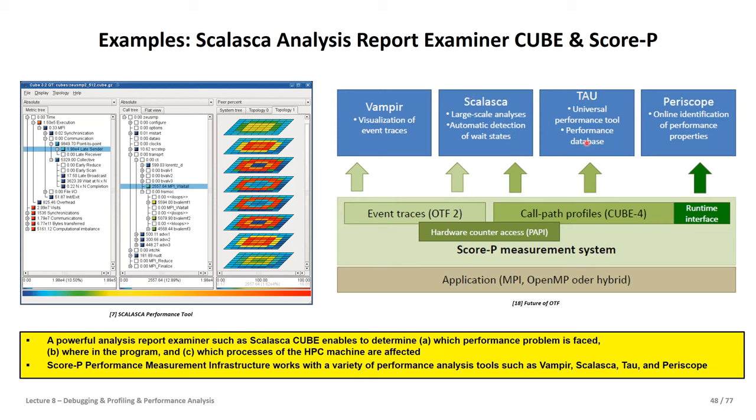And TAU is another known tool for a performance database and really strong also as a universal performance optimization tool. And Periscope then enables online identification of some of these performance properties, which is more or less fueled by a so-called runtime interface. So all of them have a little bit different idea of how you actually use this, especially if you think about pure event traces or call path profiles, which with this Cube enables you to really see a little bit where exactly we are in the HPC application. So this gives you the overview of these different tools.